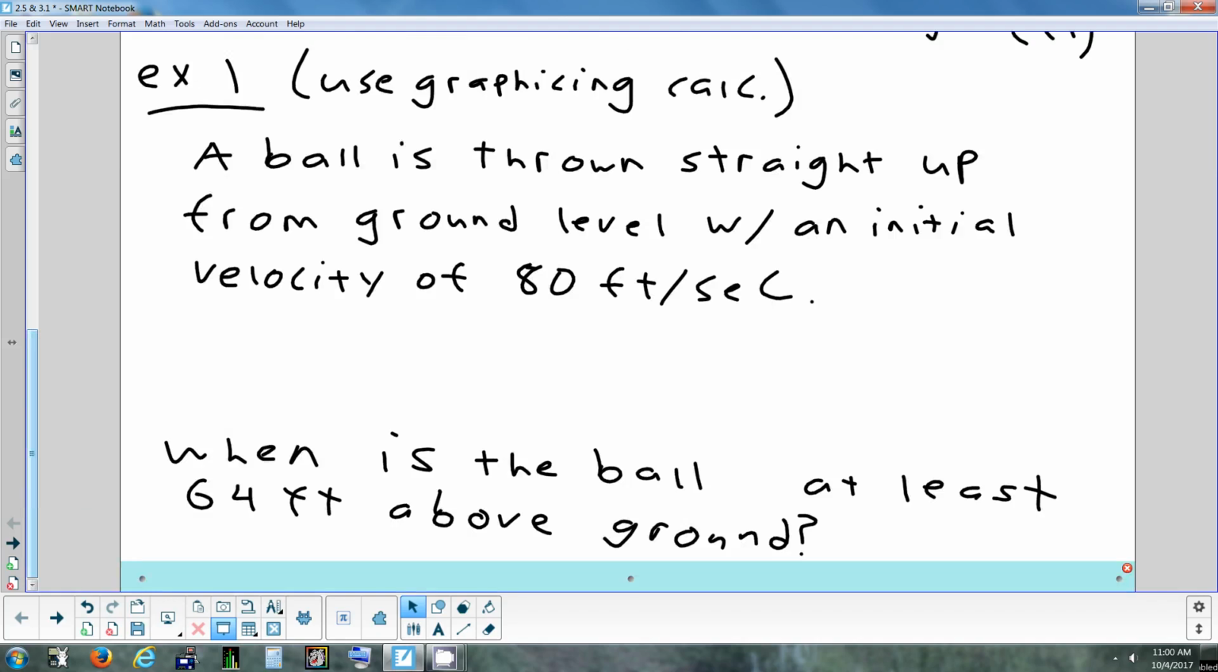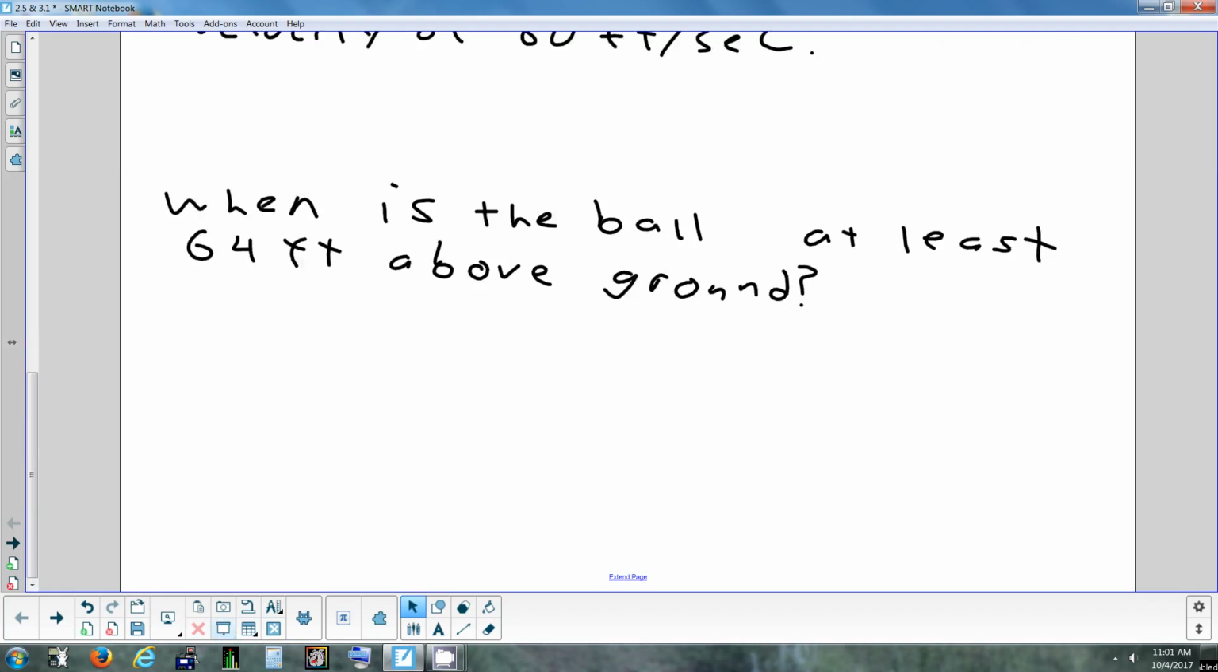Now, what phrase in that sentence makes this problem an inequality? When is the ball at least 64 feet above the ground? Casey? At least, because it's talking about the minimum and then beyond that. So at least 64 feet means 64 feet or higher, that's greater than or equal to 64 feet. It says to use the graphing calculator to figure that out, so let's write down what we're going to plug in first. We want our height of this object to be greater than or equal to 64 feet.